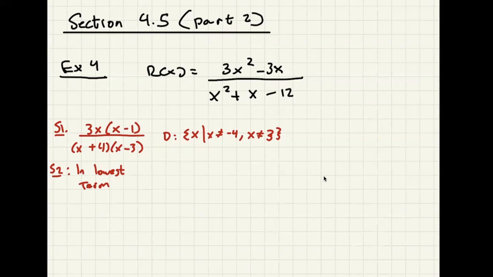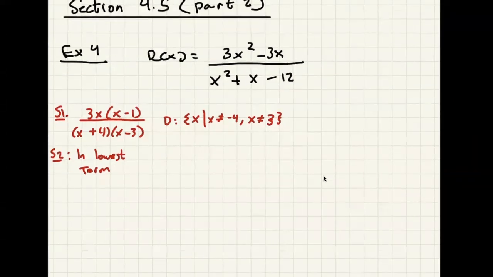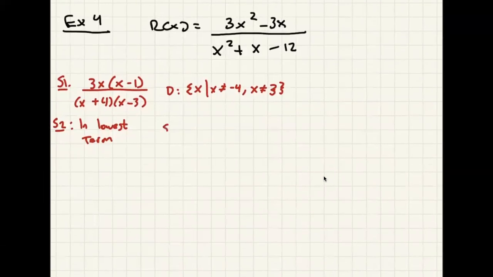What do we have to do next? Next up, we have to find the intercepts. So step 3 is our x-intercept. That's when y is equal to 0, so we're going to let the numerator equal 0. So we have 3x times x minus 1 equal to 0. That means x is going to be equal to 0 and x equals 1. So at 0, 0 and 1, 0. And because they're multiplicity 1, it touches.